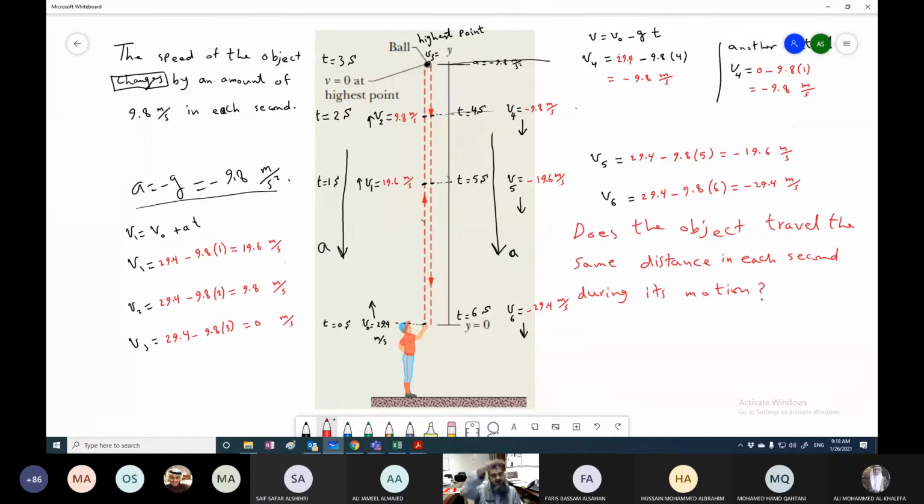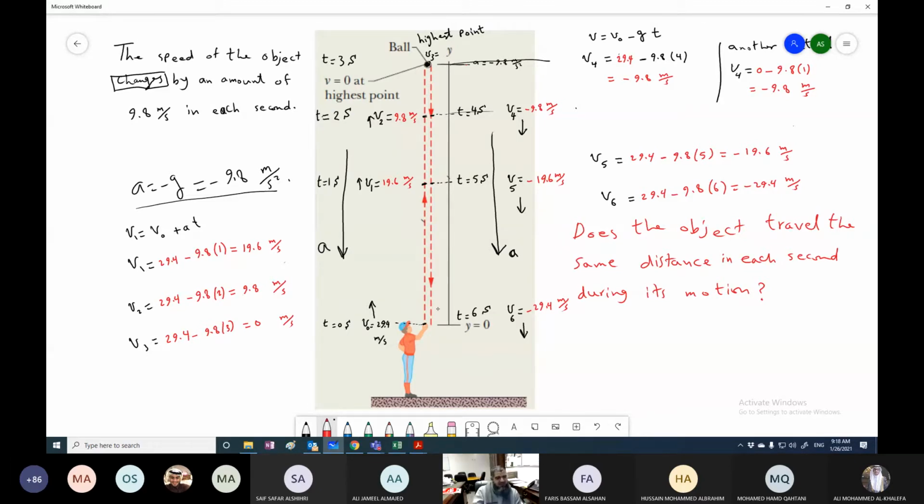So at the same height, the velocity will have the same magnitude, but one time it is moving up, the other time it is moving down. The positive means moving up, the negative means it is moving downward.